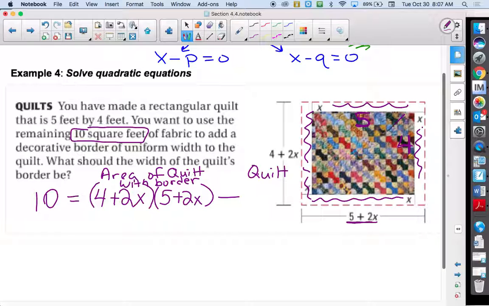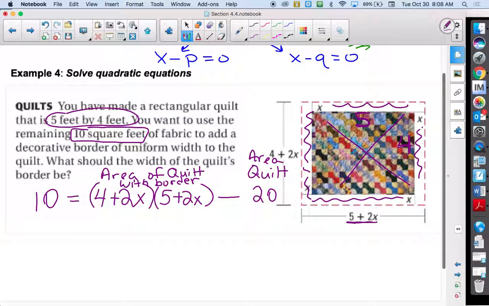So if you take out this quilt, the part that you already have made, that area is 4 by 5 feet, or 20 square feet. So we have the area of the quilt with the border, because that's what we're trying to find. And then essentially we're taking away that inside part, the quilt part. You have to subtract the 20 because we don't have enough fabric. We're only looking at the border part, which is the 10 square feet of remaining fabric. So the entire space minus the inside space would be equal to whatever extra fabric we have that's going to be our decorative border.